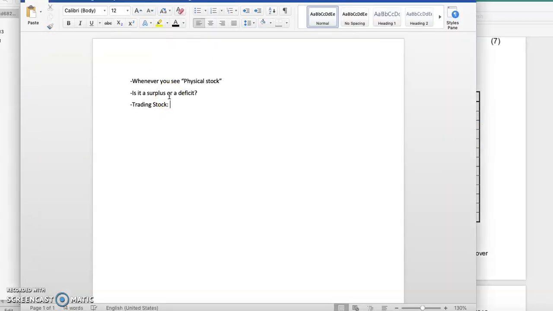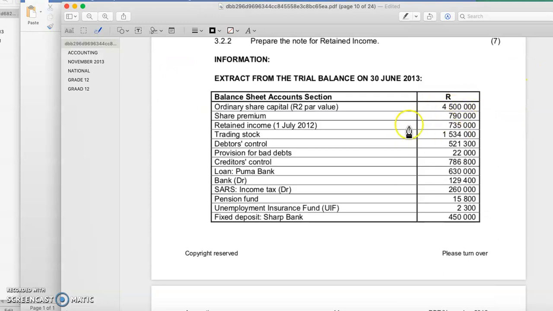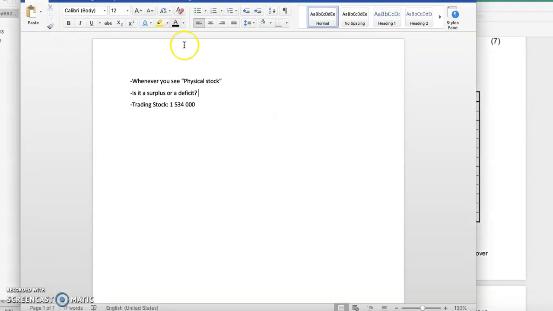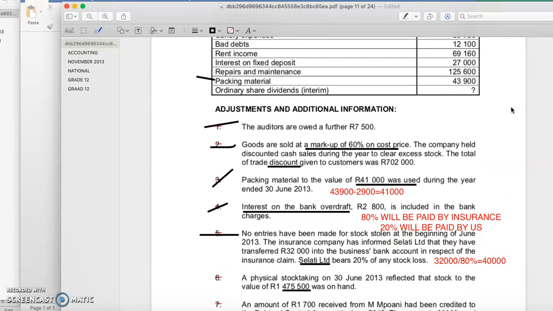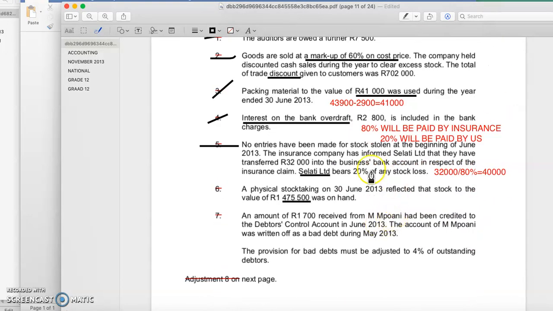1,534,000. Okay, so that's how much it says we should have trading stock. But can we compare this yet to how much we think we have on hand?